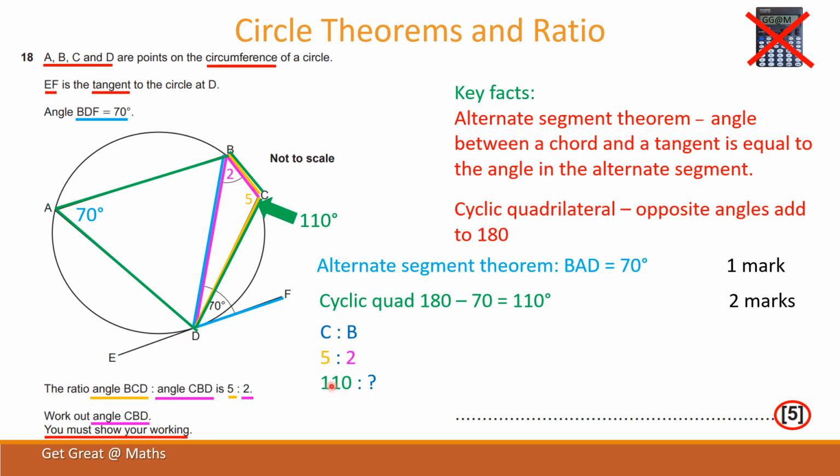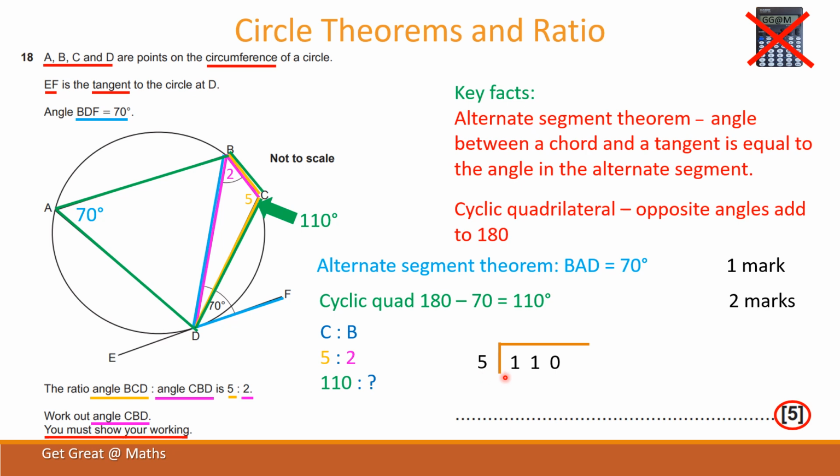So we've got to work out what do I multiply 5 by to get 110, and 2 by to get my answer. So to do this, we're going to do division. We're going to divide this 110 by 5 to work out what 5 times something gives me 110. So doing division, this is on the non-calculator paper, so you can see at the top here it's a non-calculator paper. We're going to do some division.